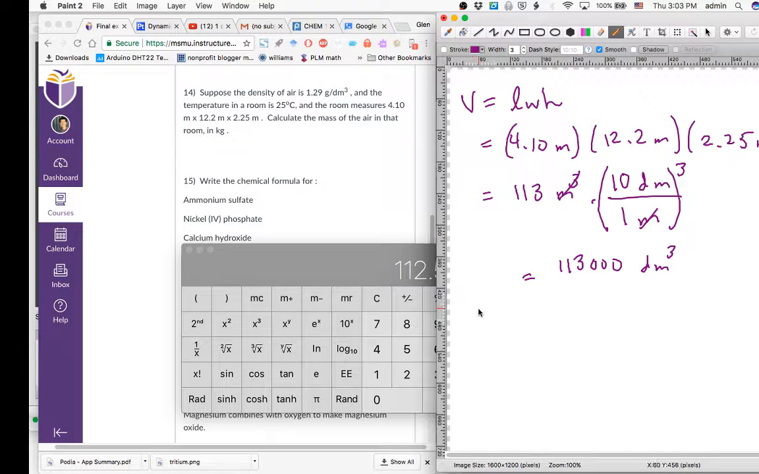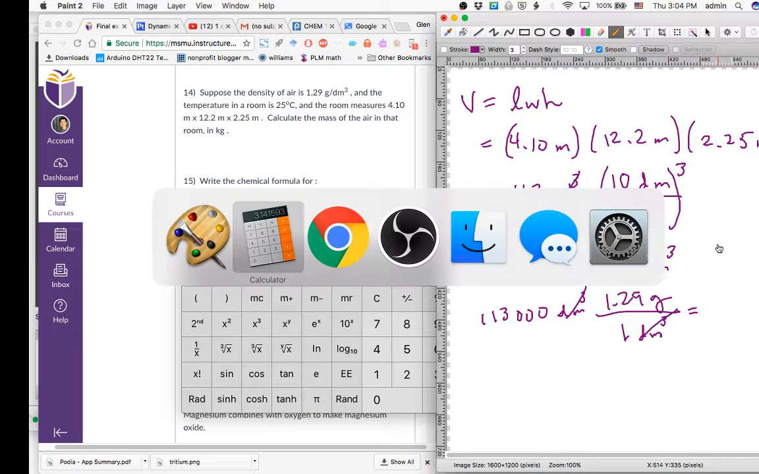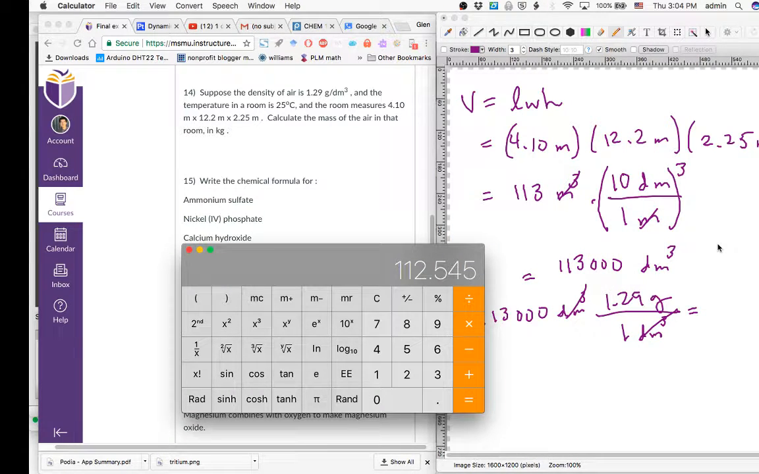Okay, now I'm going to calculate the mass. So I have 113,000 decimeters cubed, and I know that in 1 decimeter cubed, this air weighs 1.29 grams. Decimeters cubed cancel, and so I get the quantity of air, and it is 145,770.